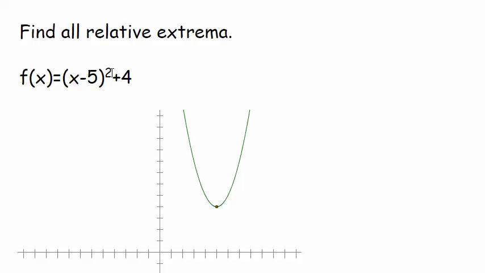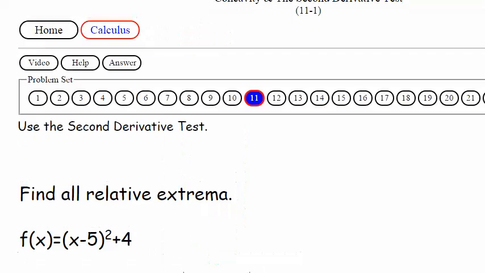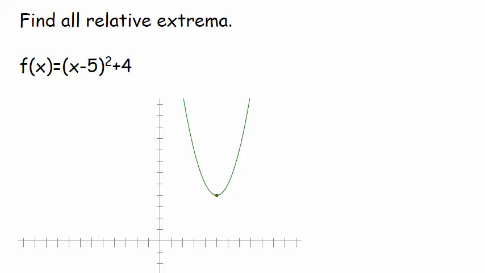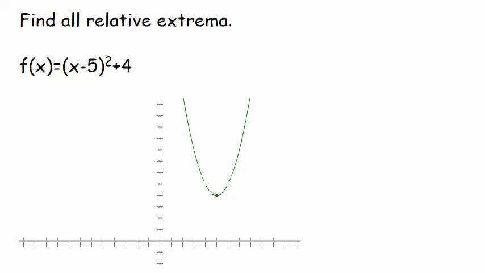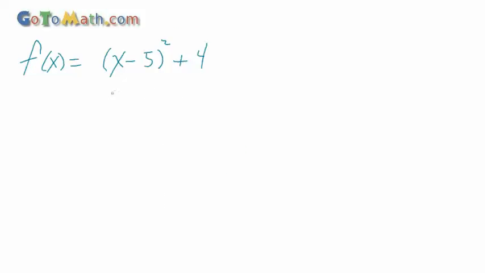So we have x minus 5 squared plus 4. Okay, so we're going to take the first derivative, bring the 2 out front, subtract 1 from the exponent, derivative of the inside, bring it out, is just 1, derivative of 4 is 0.